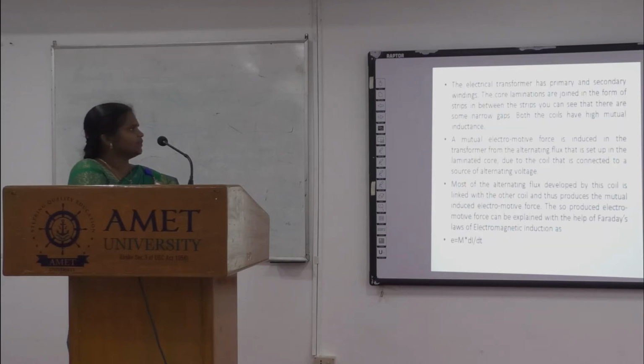The electrical transformer has primary and secondary windings. The core laminations are joined in the form of strips. In between the strips, you can see that there are some narrow gaps. Both the coils have high mutual inductance.